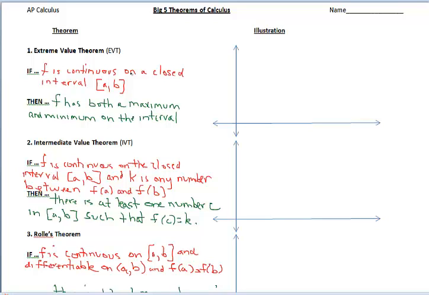Hey everybody, we're going to take a look at the big five theorems of calculus. And we're actually going to look at the first four. We'll save the fifth one for when we get there later in the year. The first theorem right here is the extreme value theorem.